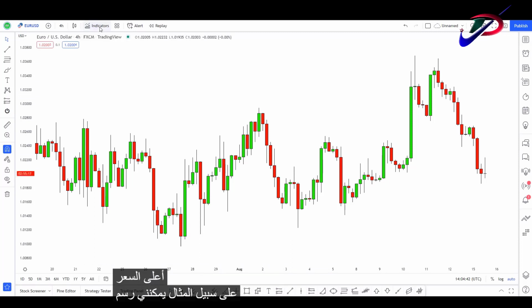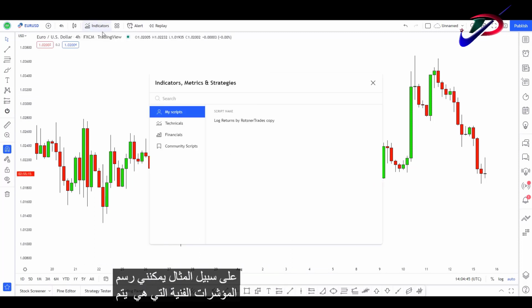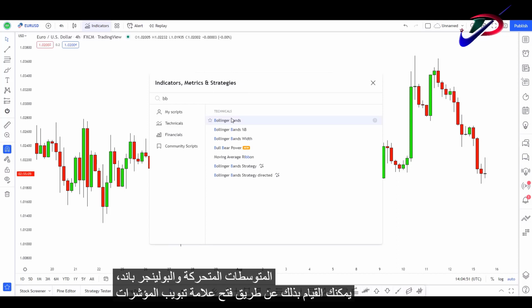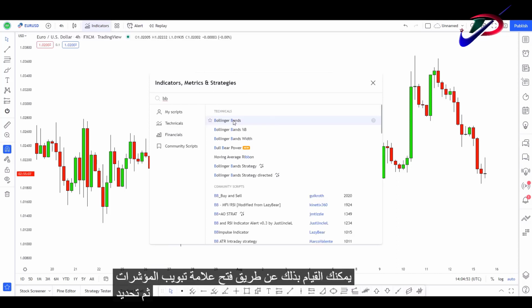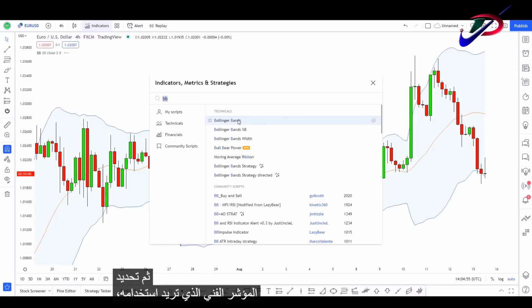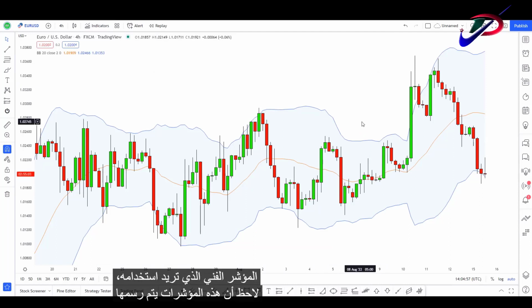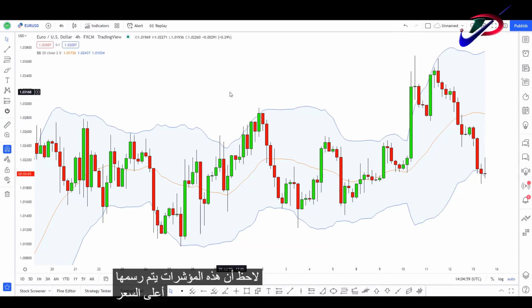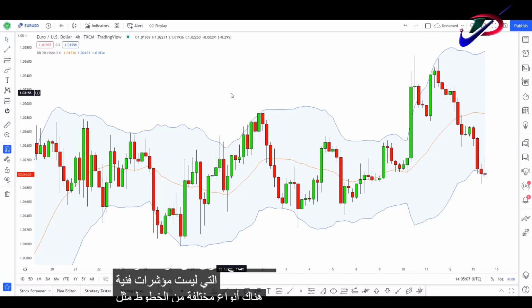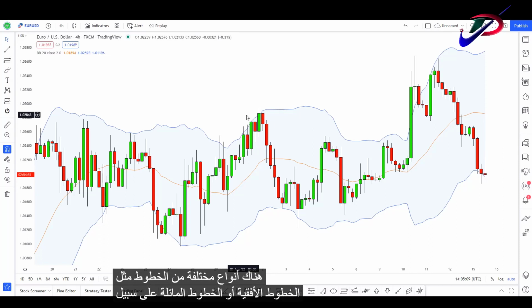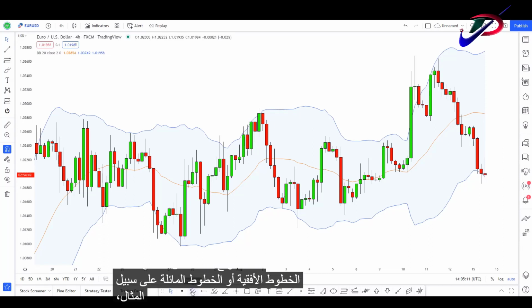For example, I can plot technical indicators, which are mathematical formulas applied to price, like moving averages and Bollinger Bands. You do this by opening the Indicators tab and then selecting the technical indicator you want to use. Notice that these indicators are plotted on top of price. That's why they are called overlay tools. There are other types of overlay tools that are not technical indicators. They are different types of lines, like horizontal lines or sloped lines, for example.